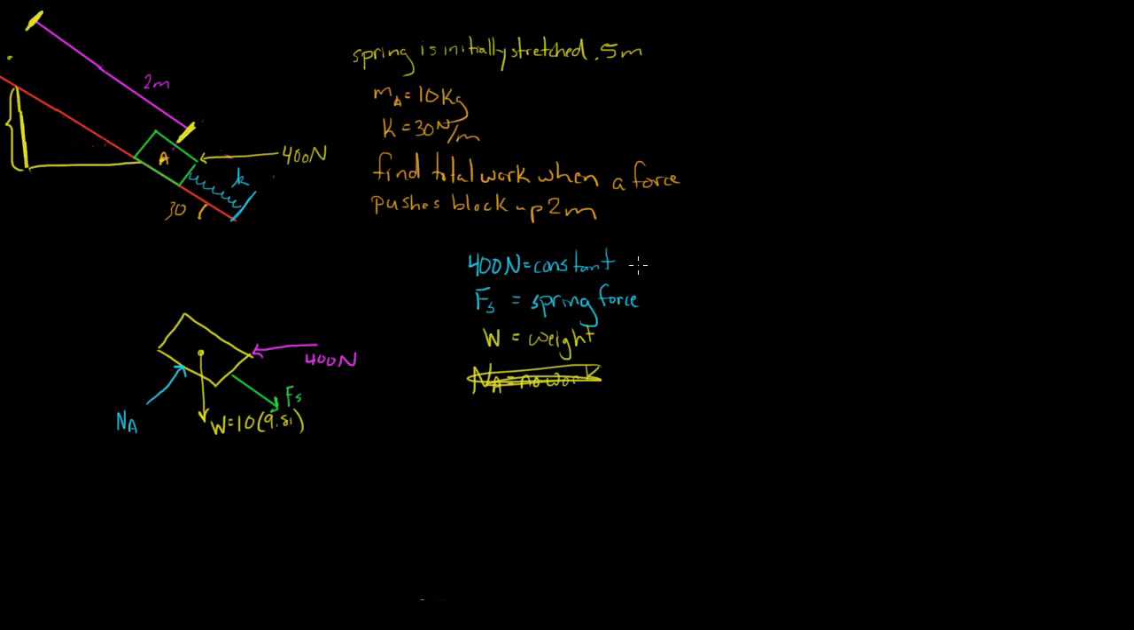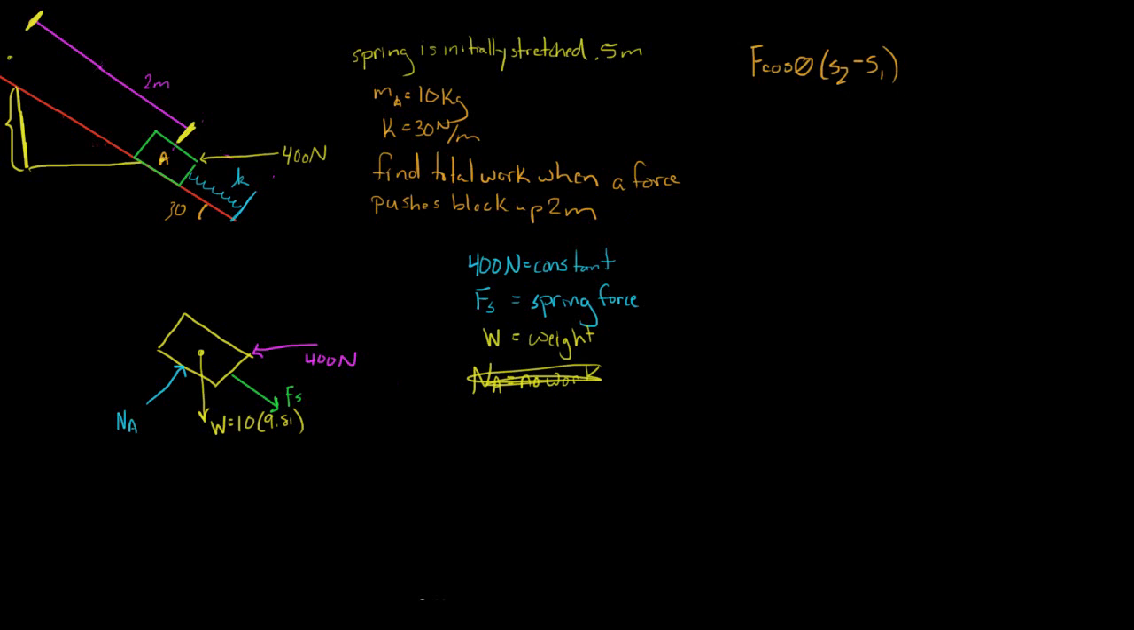So we can ignore it when we try to find the total work by all our forces. So now we've found all of these forces, we just need to find the work done by each of the forces. Let's start with this 400 Newton constant force. For a 400 Newton constant force, our equation is going to be the force times the cosine of theta times S2 minus S1.